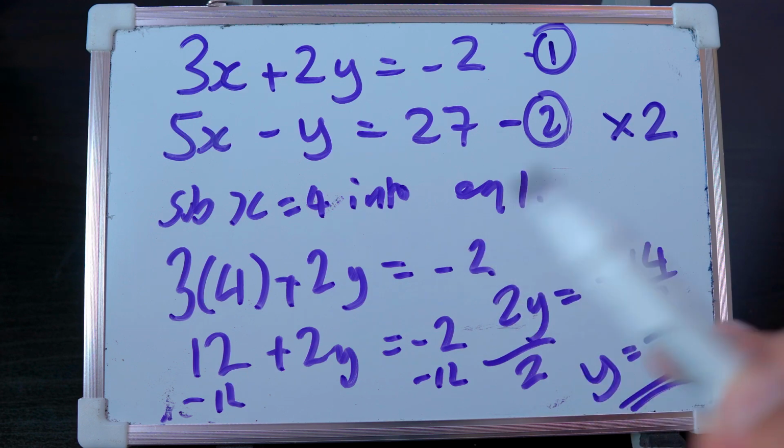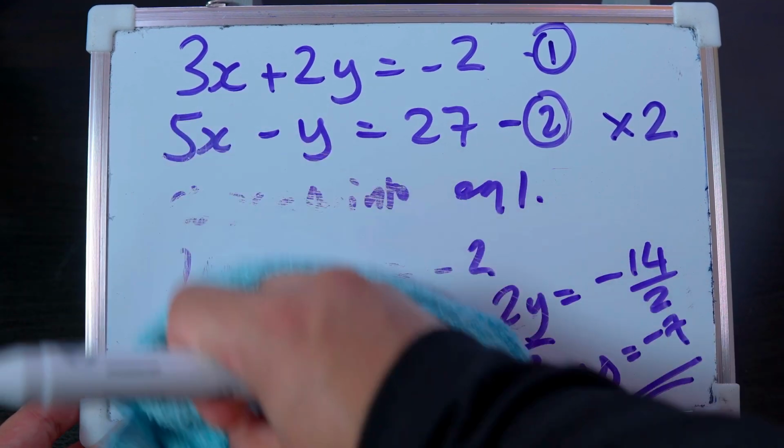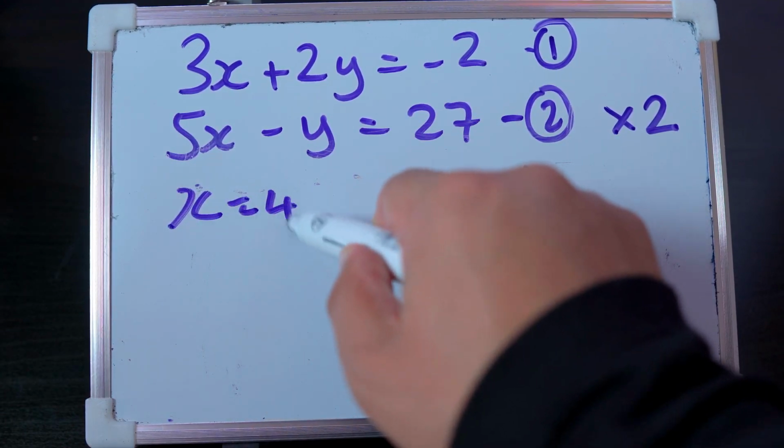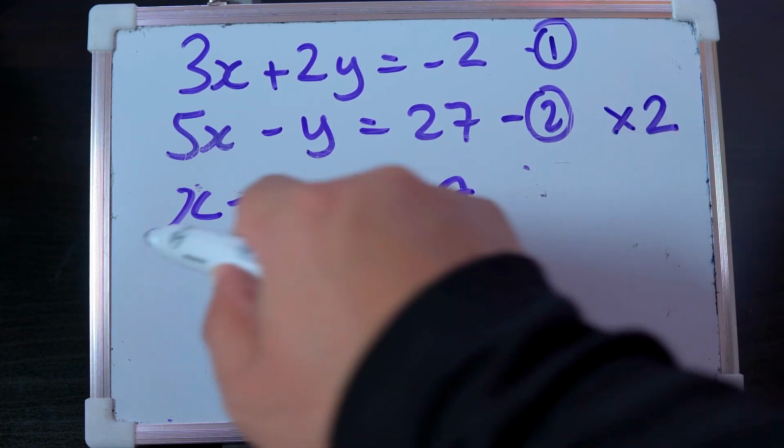But you're not finished yet, Dad, because you need to substitute both those values into the equation to see if it works. Okay, so let's see if that works. Let's rub this out. So remember, x was equal to 4 and y was equal to minus 7. Let's see if this works.